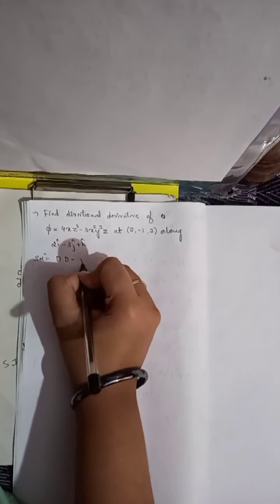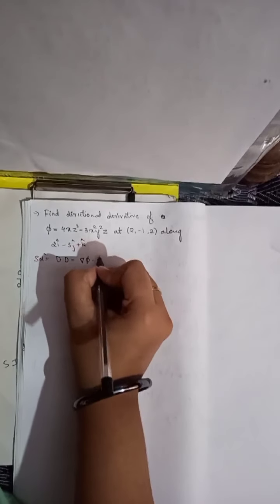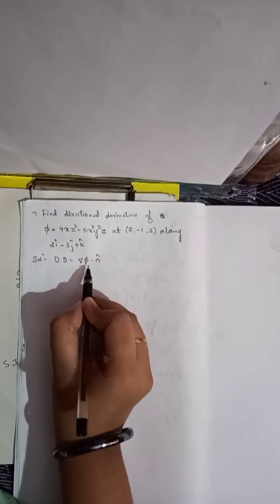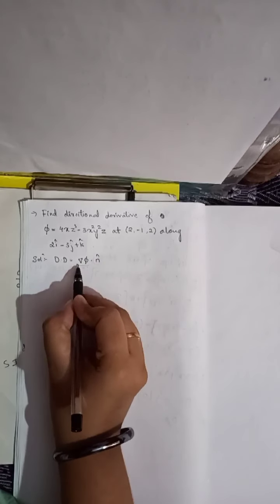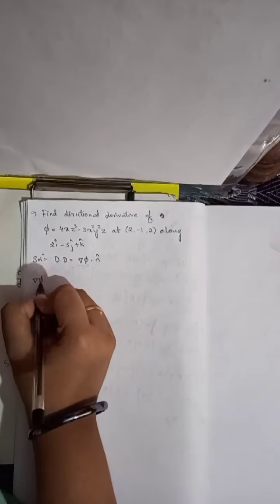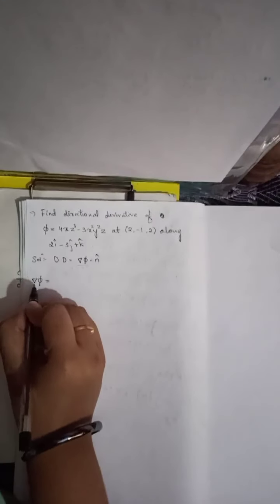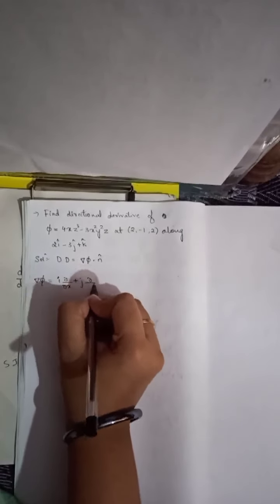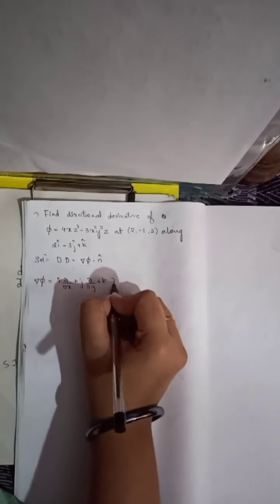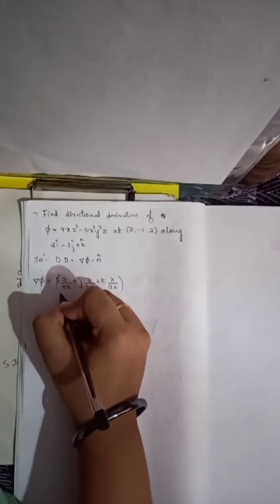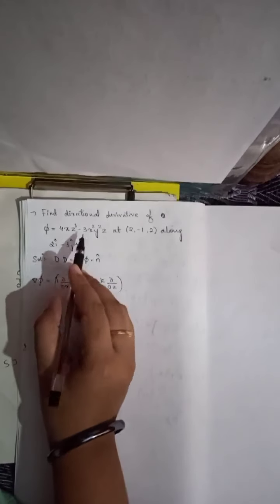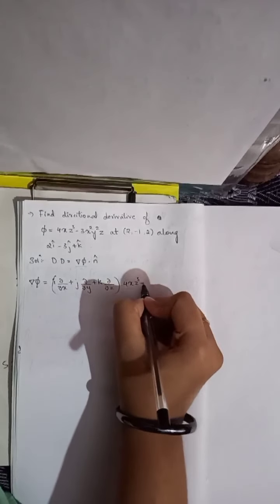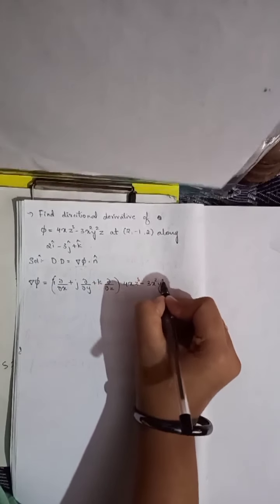Directional derivative is nothing but del phi dot n cap. So here we need to find del phi, that is the gradient, and then a unit vector. First I'll find del phi. So we know the definition of del. Del is nothing but i into dou by dou x plus j into dou by dou y plus k into dou by dou z, applied to the phi function. What is the phi given to you? This one, that is 4xz cube minus 3x square y square z.